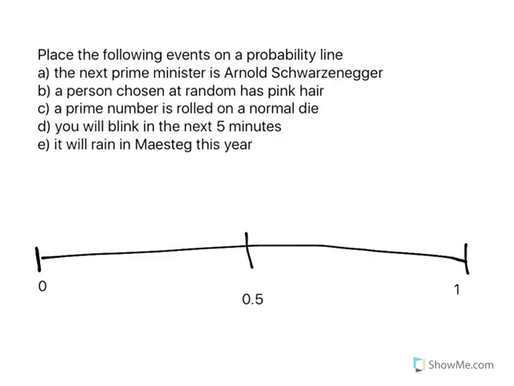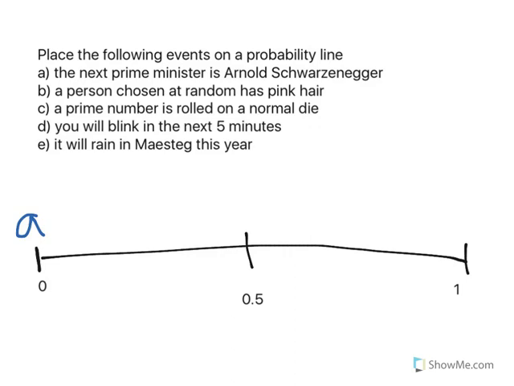Okay, so we might get something that looks like this. Place the following events on a probability line. A, the next Prime Minister is Arnold Schwarzenegger. Now, they're not trying to trick you when you look at questions like this. The next Prime Minister cannot be Arnold Schwarzenegger. He isn't British, he isn't in the running, so that is impossible. And we write the A right over the 0, not near it, because that is impossible, not just very unlikely.